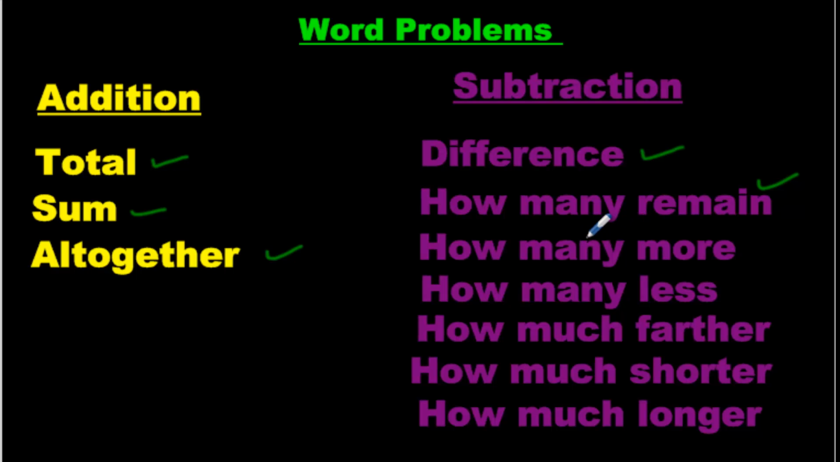But here's where it gets tricky. How many more are there? Sounds like addition. It's not. It's subtraction. We're comparing two things, and essentially we're being asked to find the difference between them when it asks us to figure out how many more there are. So this is subtraction. How many less? Most people would figure that's subtraction.